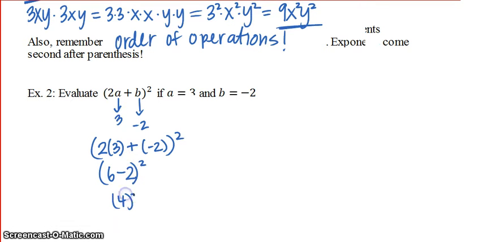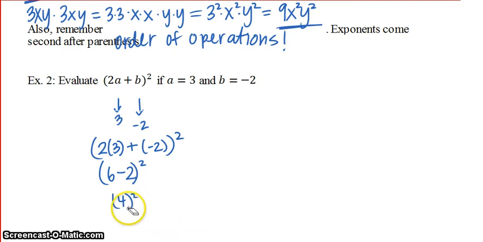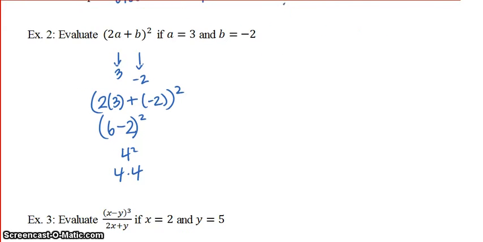Then I have 4 squared, and once I've dealt with the parentheses, they can really go away. So I have 4 squared, which is 4 times 4, which we know is 16. So 16 would be my answer, and I evaluated it.